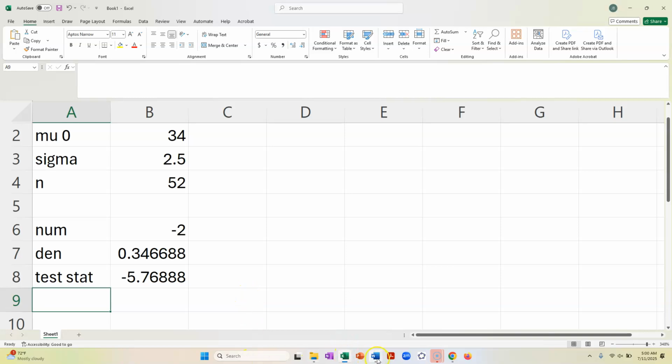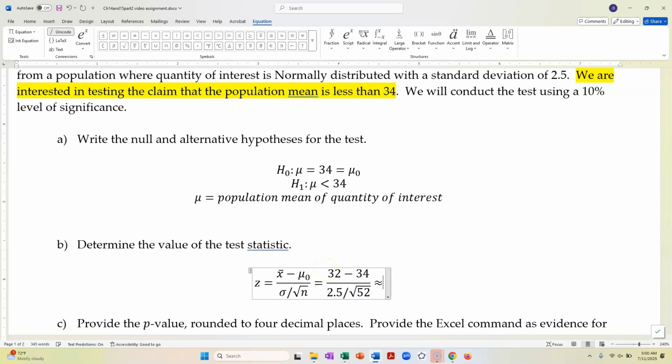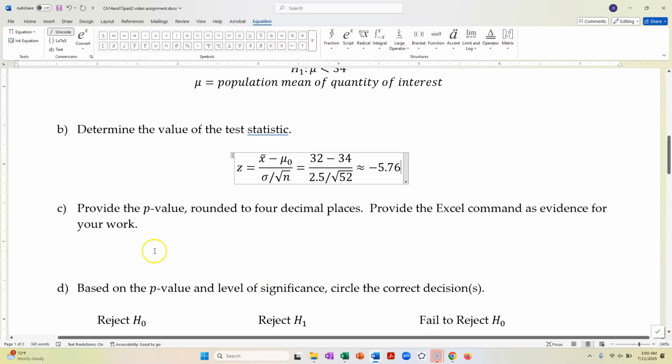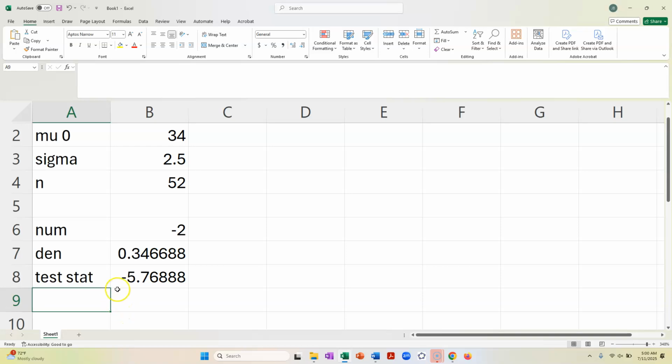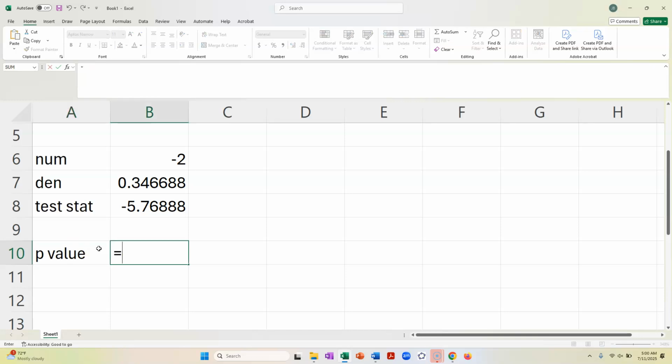Okay, and I can go back and put that in here. So I'm just going to say approximately, I'm going to continue to do everything in Excel. Negative 5.76-ish. Okay, ish. And now it says provide the p-value, right? Back in Excel, I can only ever get the p-value using Excel because it requires us to do a version of norm.dist. Oh wait, which one do I want?